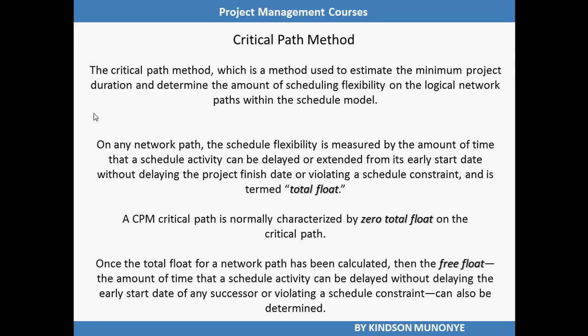A critical path method critical path is normally characterized by zero total float on the critical path. Once the total float on a network path has been calculated, then the free float, that is, the amount of time that a scheduled activity can be delayed without delaying the early start date of any successor or violating a schedule constraint, can also be determined.